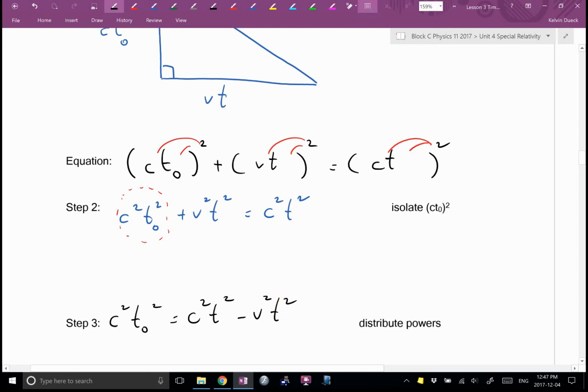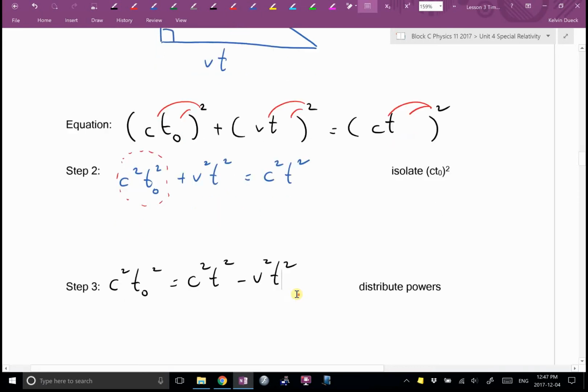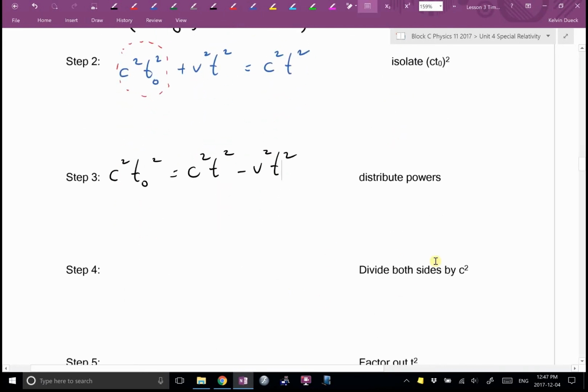I wrote here distribute powers. I actually did that on the very top line. I forgot that I was going to do it later. Distribute powers would be get rid of brackets. Getting deep. Jacqueline, what does it say step 4 is? Divide by c squared. C2, B4, that's battleship. C squared, that's math. With me?